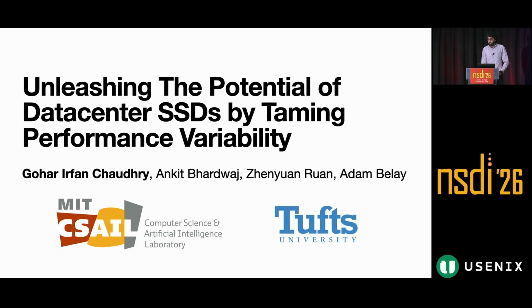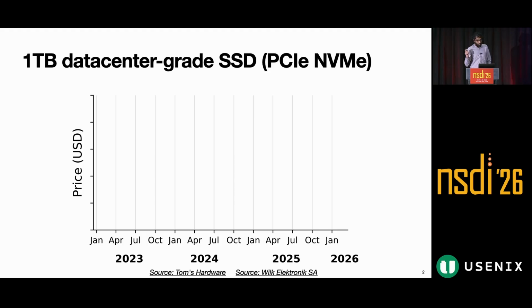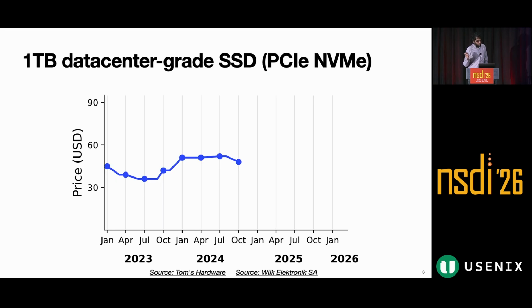Hi, my name is Gohar, and I'll be talking about our project called Unleashing the Potential of Data Center SSDs by Taming Performance Variability. So let's start by looking at an interesting trend. On the x-axis, you have time, and on the y-axis, you have price in US dollars of a 1 terabyte data center grade SSD. So up until about the middle of 2024, the price was roughly around 60 US dollars.